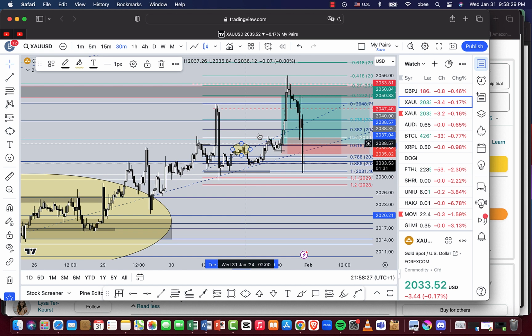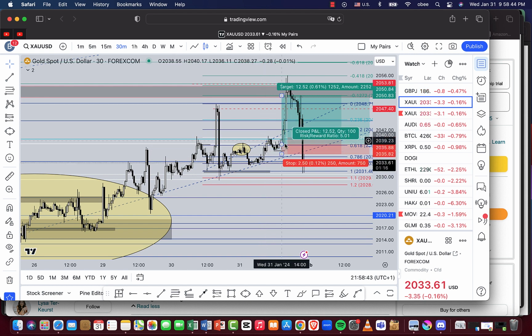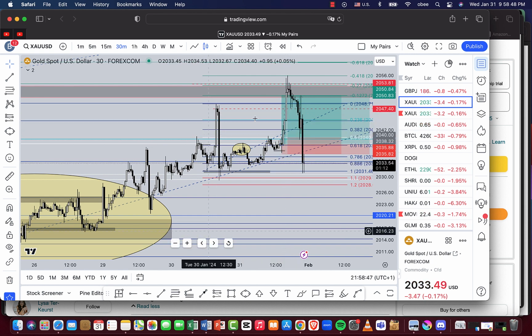Now you might be asking why I didn't take this trade right here. Because I was sleeping. I woke up, and when I woke up, market was right here. I wanted to take these trades. Right here I would have entered one entry and of course had another entry here, just as I have it right now.